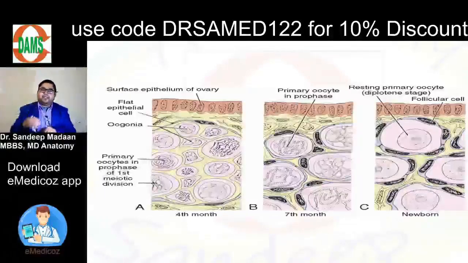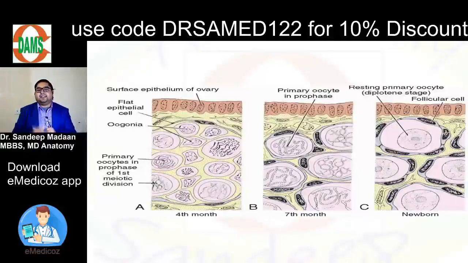Flat follicular cells कहाँ से आए हैं? Surface epithelium से. और अंदर के oogonia कहाँ से आए हैं? वो travel करके आए हैं जो हमने starting से पढ़ा था.